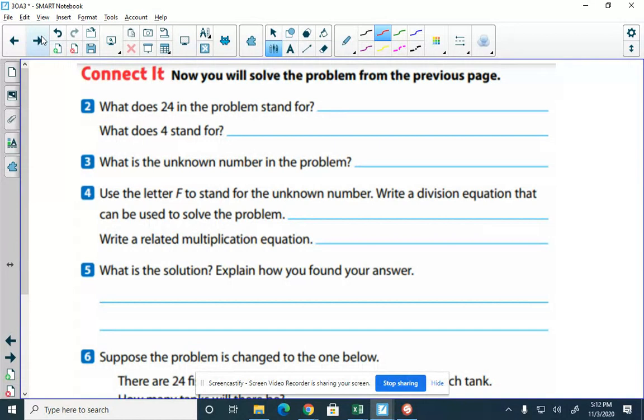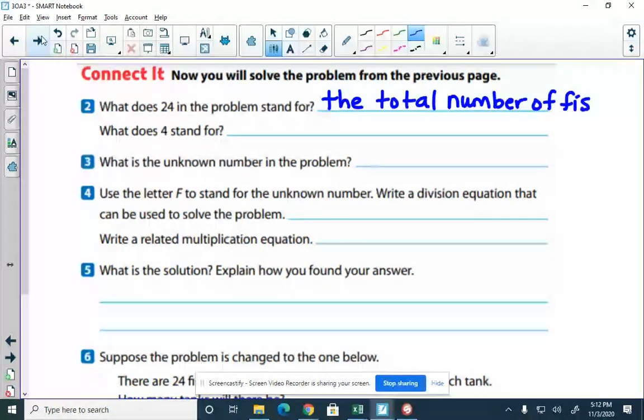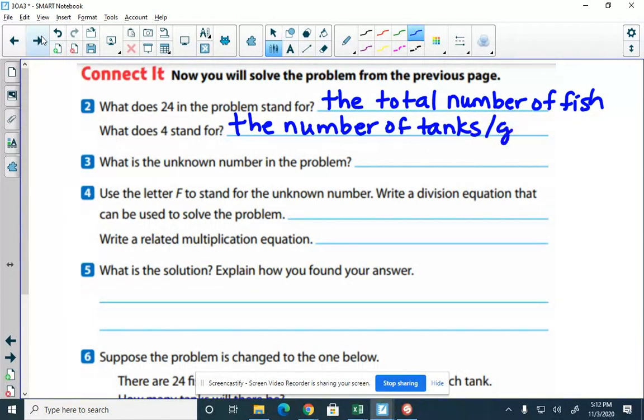What does the 24 in the problem stand for? We said that it stands for the total number of fish. What does the 4 stand for? The 4 stands for the number of tanks. And we can group things in tanks, so it's the number of tanks or groups.